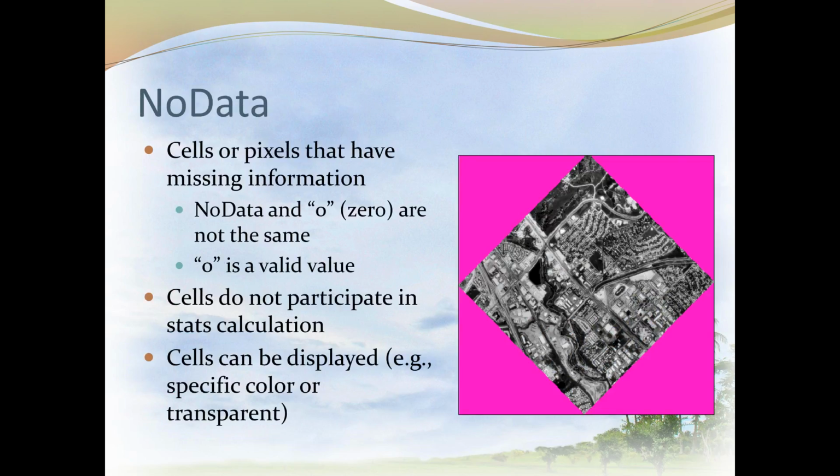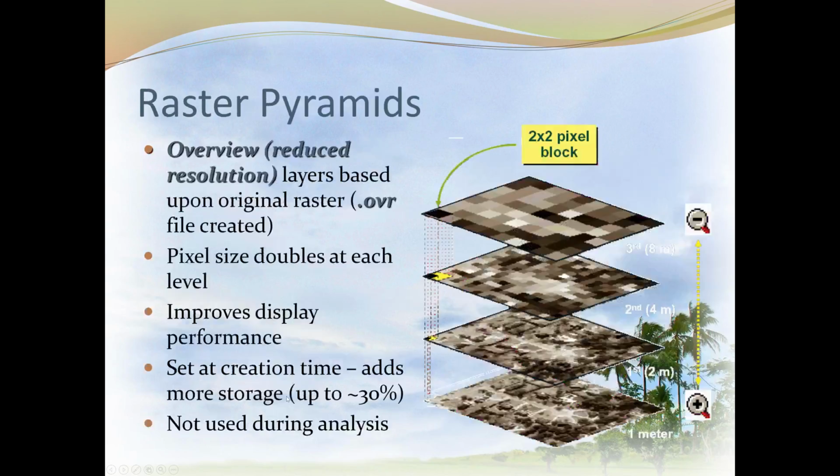We can do predefined. Of course, sometimes there may be some issue, or clouds when the images are scanned, so a no data issue could be there. These are cells or pixels that have missing information. Sometimes no data and 0 are not the same. 0 is a valid value. No data cells do not participate in statistics calculation. Cells can be displayed in a specific color or transparent. We did transparent many times.